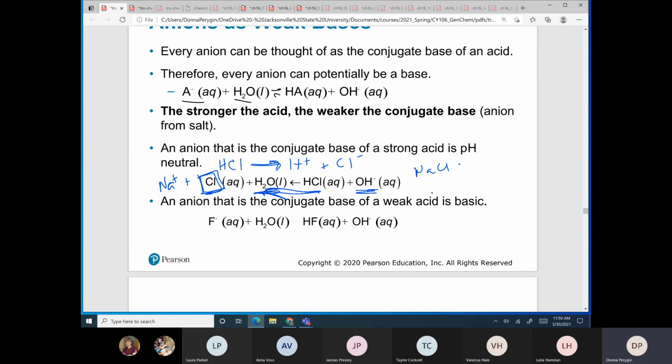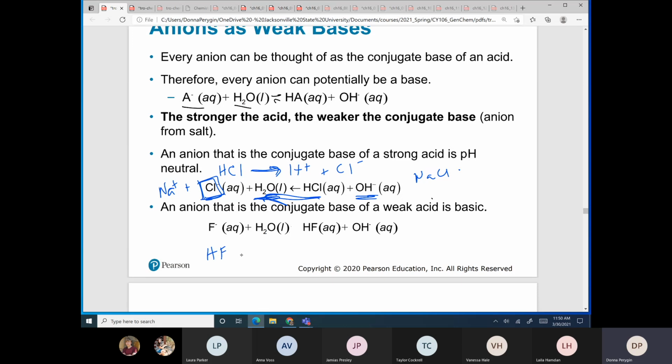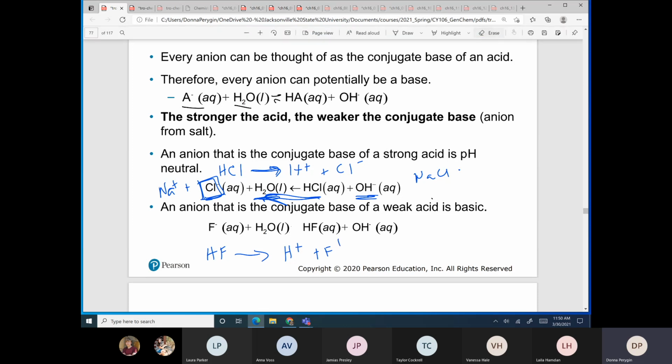But if you have an anion that's a conjugate base of a weak acid, let's look at that. Let's say that HF, hydrofluoric acid, a weak acid, in water is going to form H plus and F minus.